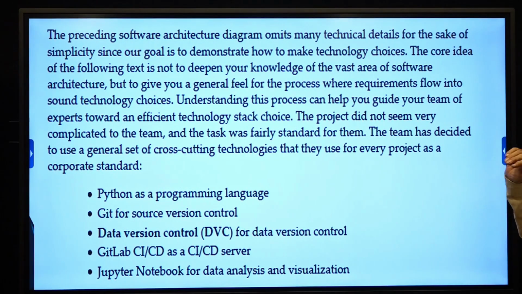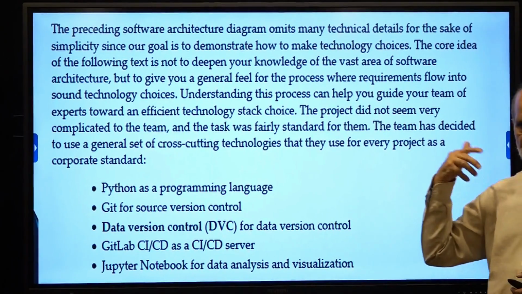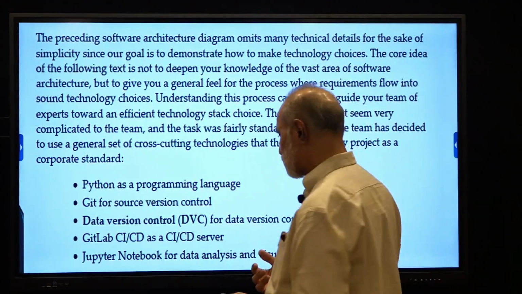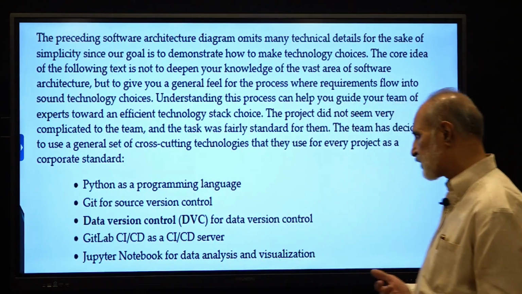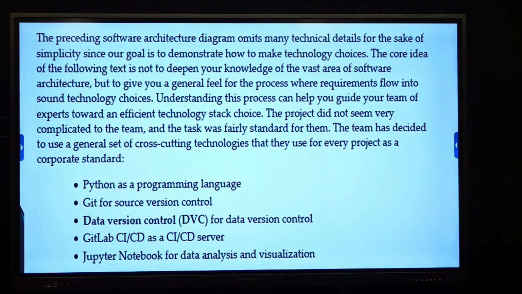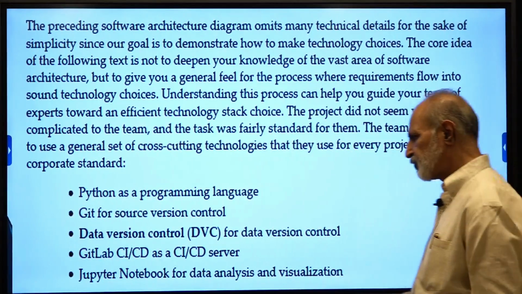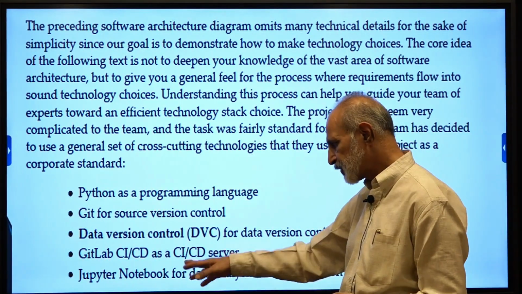So, let us see what we want. I am using Python as a programming language. There is a debate: shall I use Python or any other language like R or Java, or an upcoming language like Julia, or a language like Go from Google. So, let us say I am using Python. Git for source version control, we have already seen in previous sessions. DVC, data version control, and GitLab, for which CI/CD is there, and Jupyter notebook.